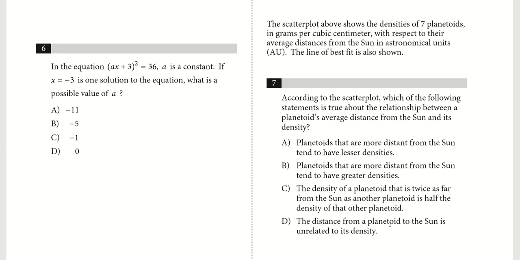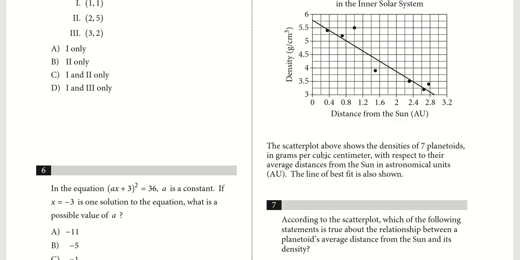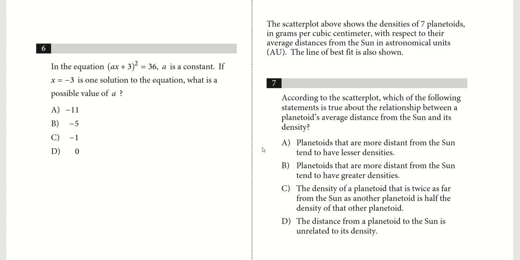D. The distance from a planetoid to the sun is unrelated to its density. That's probably not a very good conclusion based on this graph. Looking from the points, there definitely seems to be a pattern, and the regression line matches the points pretty nicely, so there definitely does seem to be some relationship there, so D is out. So that leaves us with A.